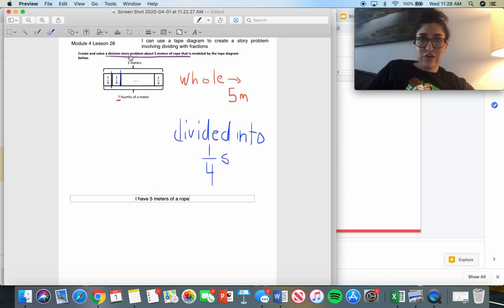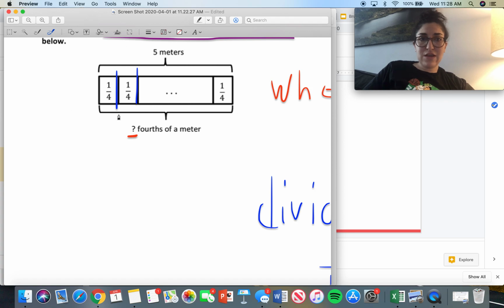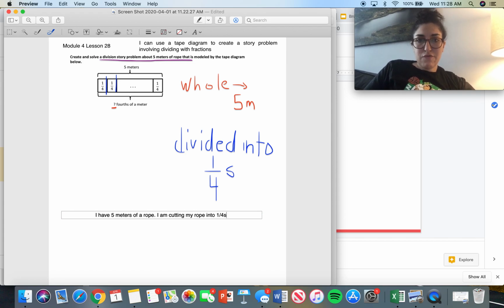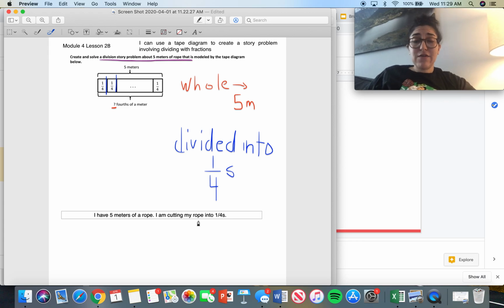And that's what it says here, 5 meters of a rope. And then what's happening with my rope? I'm cutting it. I am cutting my rope into what number? Well, again, we look at this, we know that each piece is cut into fourths, right? Because the whole rope is being cut, each piece is being cut into fourths. Now this isn't a story problem yet. This is the beginning of a story problem, but a story problem always has a question.